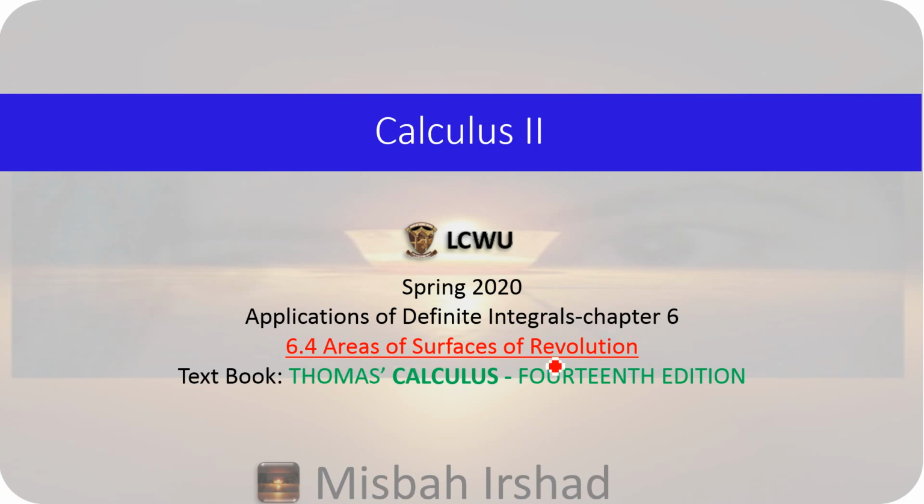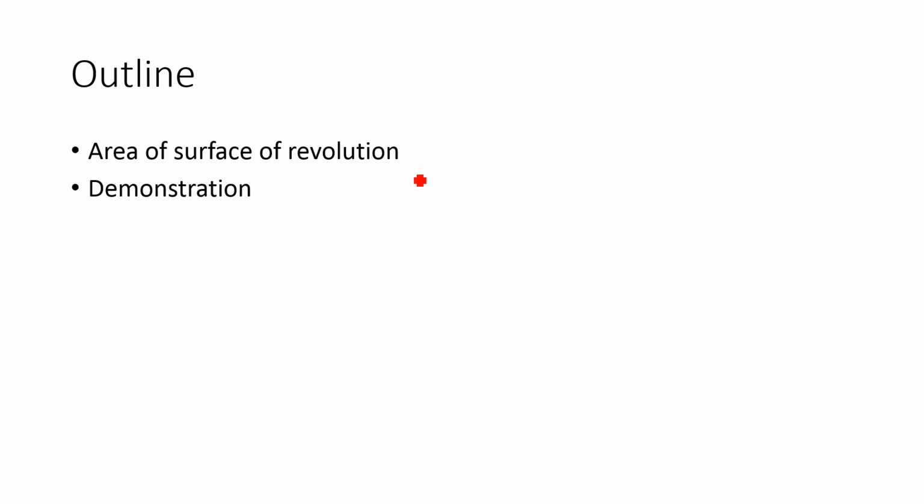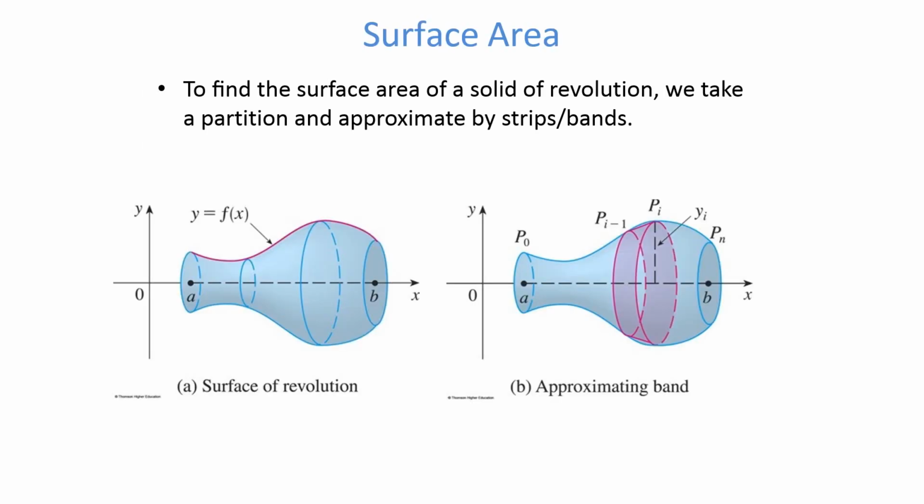of surface of revolution. So as always, we will derive the formula for area of surface of revolution, and then we'll demonstrate it with the help of examples. So first of all, derivation steps.